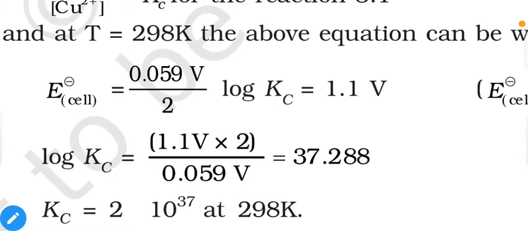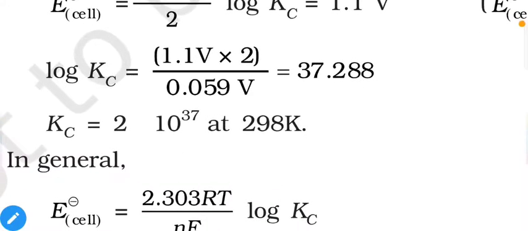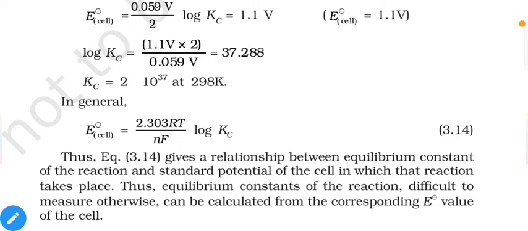So we can calculate Kc from this equation afterward. So log Kc is equal to 37.288, or Kc is equal to antilog of 37.288, that means 2 multiplied by 10 raised to 37 at 298 Kelvin temperature or at the given temperature. So equation 3.14 represents a relationship between the standard cell potential and the equilibrium constant. Just remember this equation.